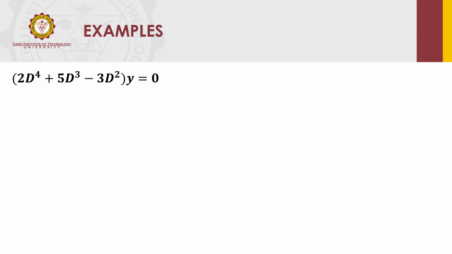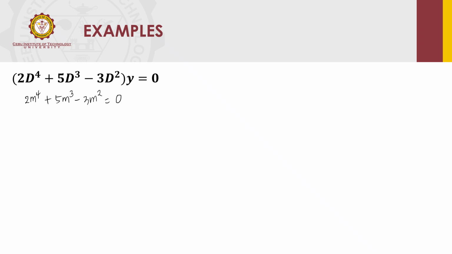So another higher order linear DE. You can see this is an equation using the differential operator. So we write first the auxiliary equation. You simply replace D with m. So this becomes 2m to the power of 4 plus 5m cubed minus 3m squared is equal to 0.